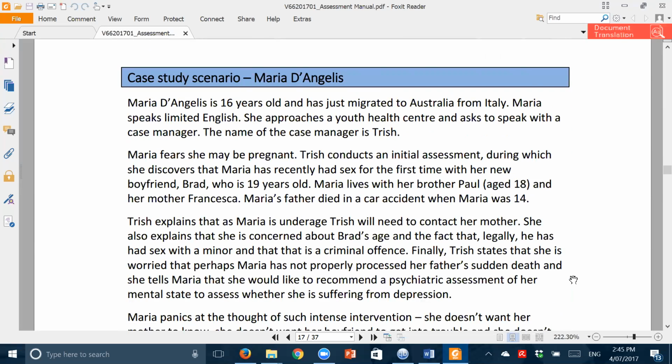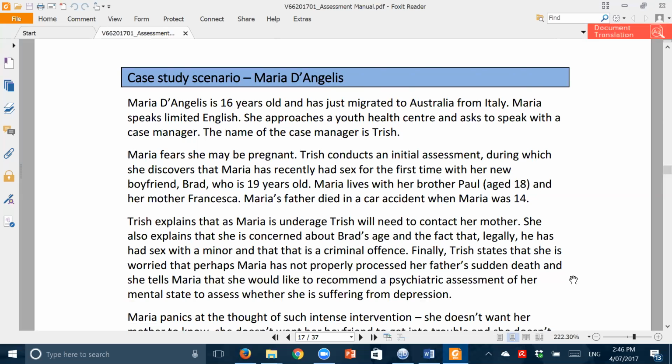So Maria's 16. She's just migrated to Australia from Italy. She's probably got some poor English skills. You probably want to make sure there's an interpreter around, and that you communicate that to her and to other workers, that her ESL skills, English as a second language skills, are not great.